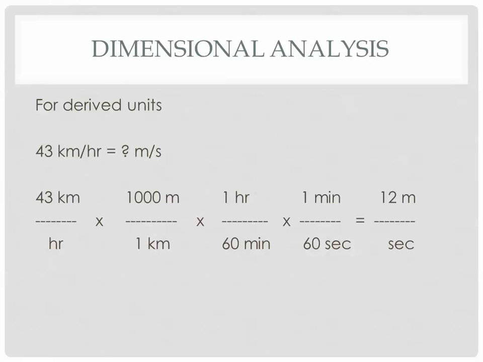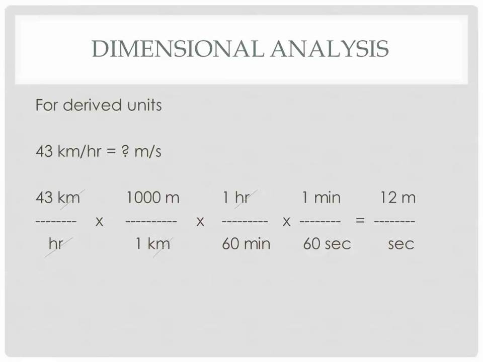Why in the world would we multiply by 1,000 over 1? Well, it's because the kilometers will cancel out. Kilometers divided by kilometers is equal to 1 as well. So now 43 kilometers per hour equals 43,000 meters per hour. We still have a problem with the hour though. So we know that 1 hour is equal to 60 minutes. If I multiply 43 times 1,000 and divide by 60, now I'll have my derived unit in meters per minute.